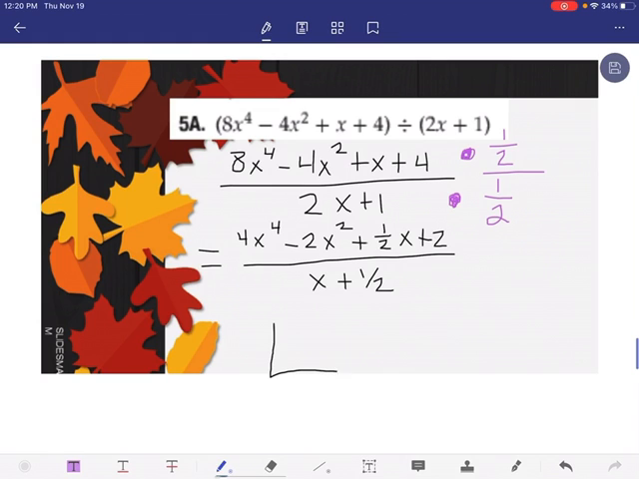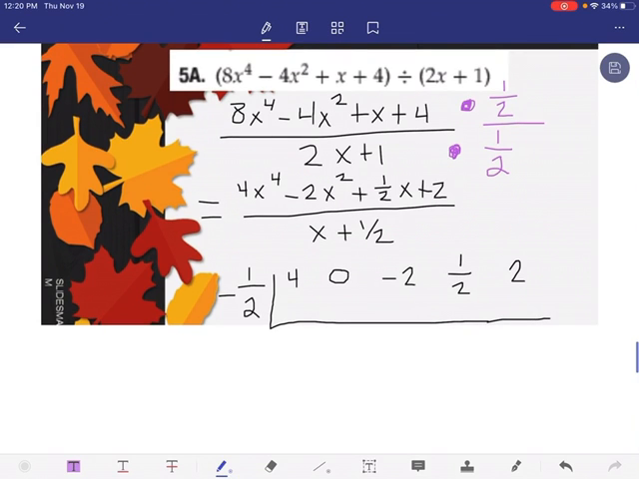So we're going to set up our synthetic division the same way. I'm going to put my 4, but be careful because notice that we have skipped our 3rd term, which means that we have to put a placeholder of 0 there. Then we have -2, 1/2, and 2. And now remember that on the outside, I'm going to write the opposite of our constant, which is 1/2. So we put -1/2.